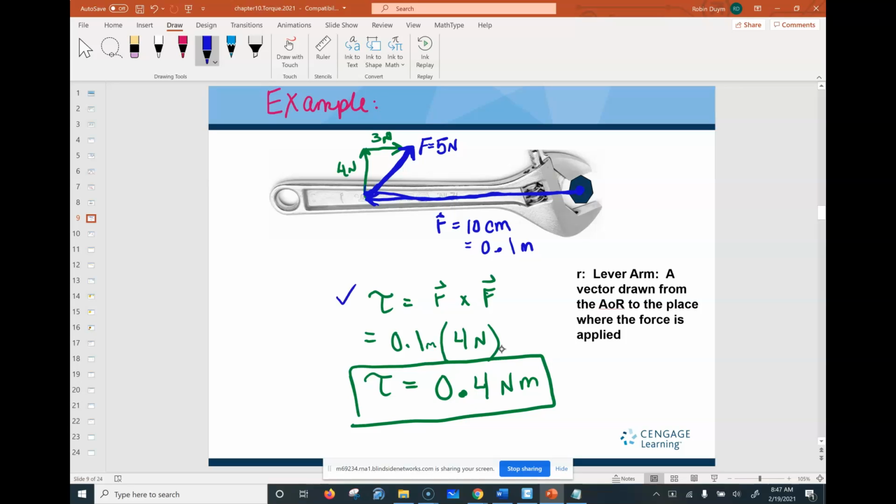So you then just say, okay, well, torque is R cross F. R is 0.1 meters. And then the perpendicular part of my force is 4 newtons. And then I just multiply them together. Okay, so we have 0.4 Newton meters for our torque.